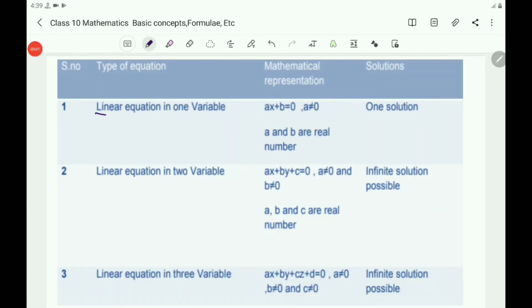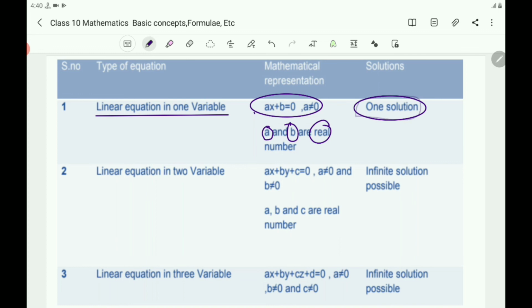Here you note down: a linear equation in one variable is in the form of ax plus b equals 0. That is the standard form, that is a mathematical representation. Here what are a and b? A and b are real numbers, and that linear equation in one variable has only one solution.